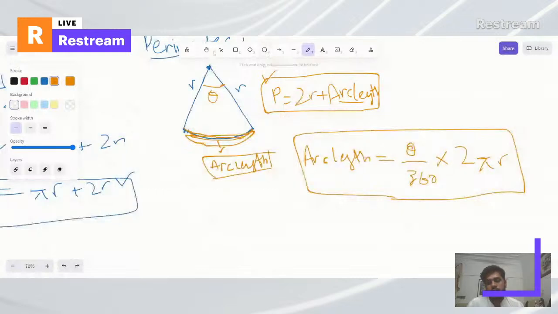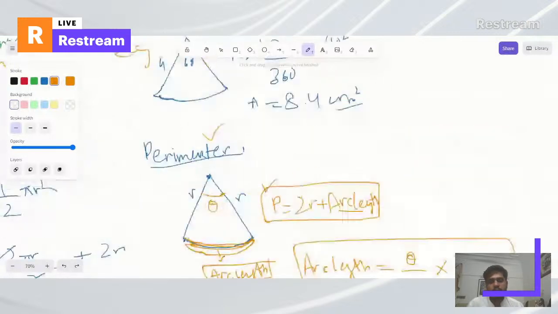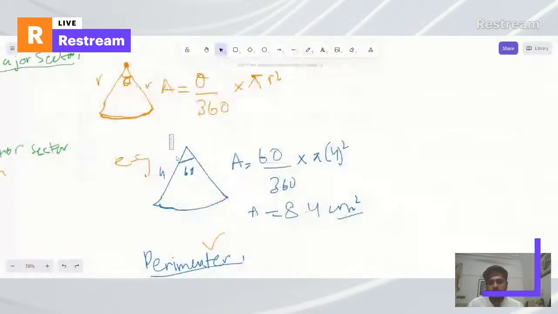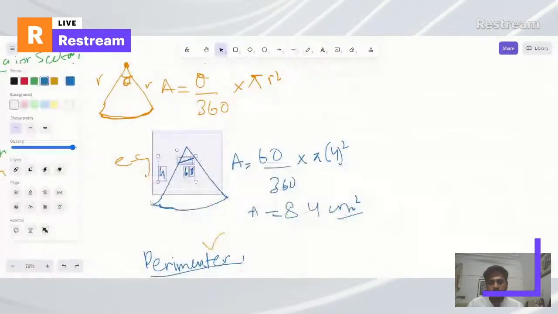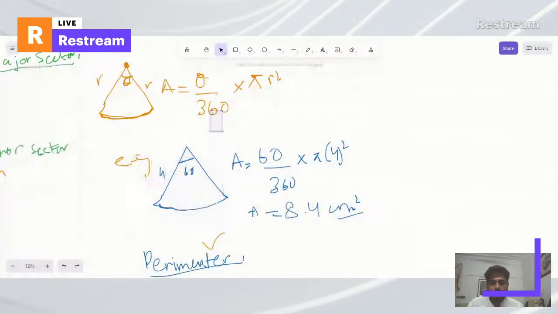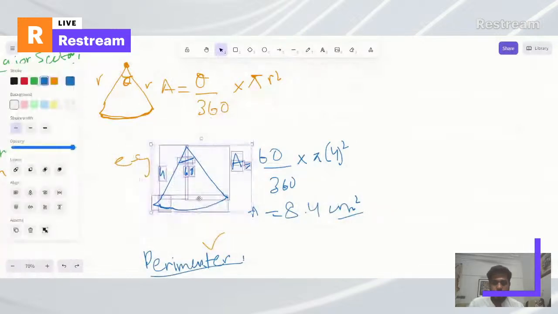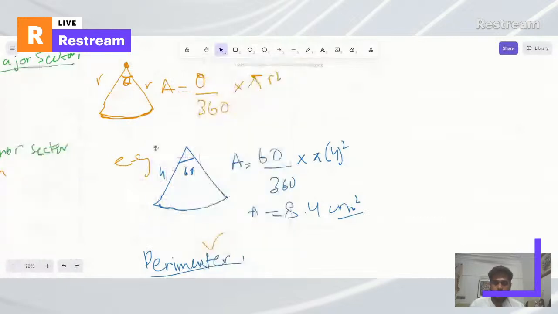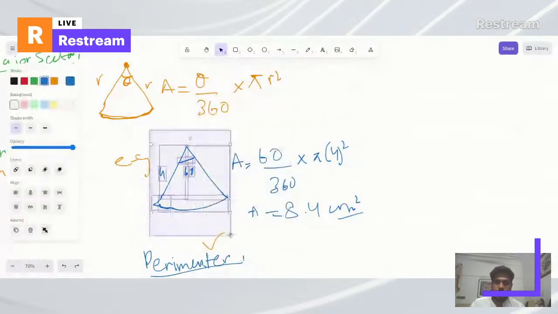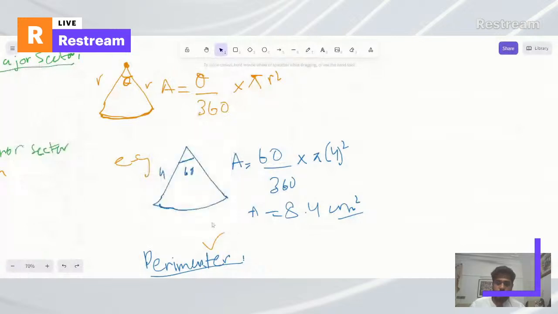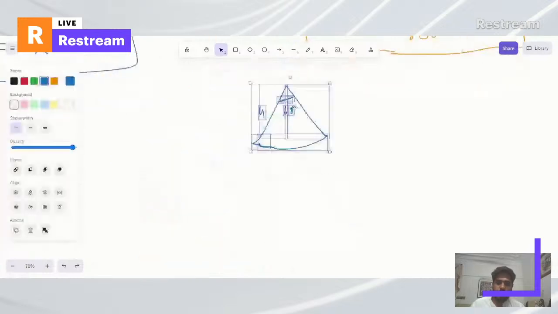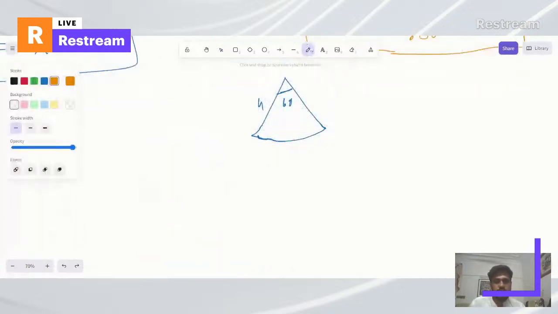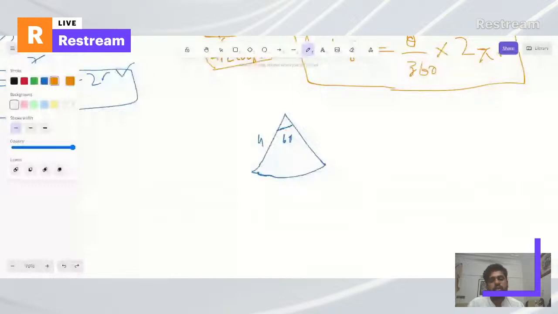I hope everything is clear to you guys up till now. Let's do a quick question. Let's take the example that we've already written. Let me just copy it here. So this is the example. First we need to find out the perimeter. The perimeter is going to be 2r plus arc length.